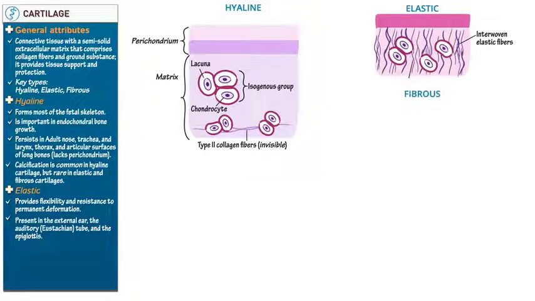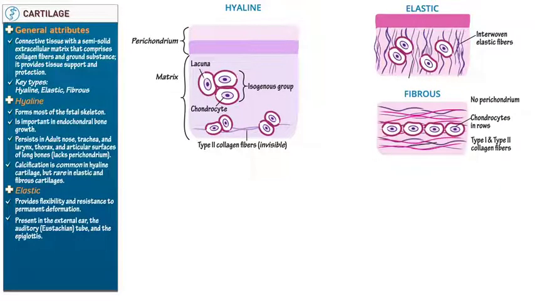Next, draw fibrous cartilage, which also shares many similarities with hyaline cartilage, but denote that two helpful distinguishing features are its lack of perichondrium and its rows of chondrocytes that have type 1 and type 2 fibers between them. The bundles of type 1 and type 2 collagen fibers provide strength and durability for shock absorption. The matrix is dense and contains relatively little ground substance.